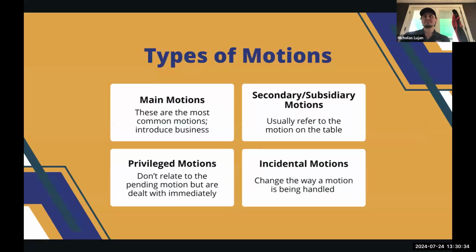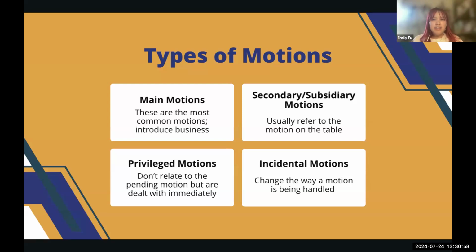And I will pass it off to Emily. Yeah, so I'll be going over the different types of motions that are usually used. So the most common type of motion is the main motion. These are the motions that introduce business. For example, I move to approve $5,000 for this golf cart, and that's how you introduce business, and that is considered a main motion.